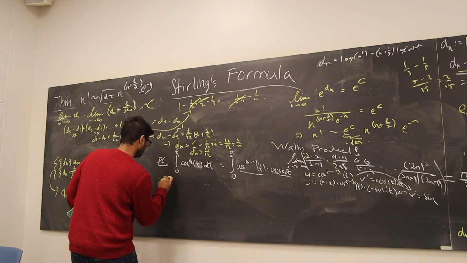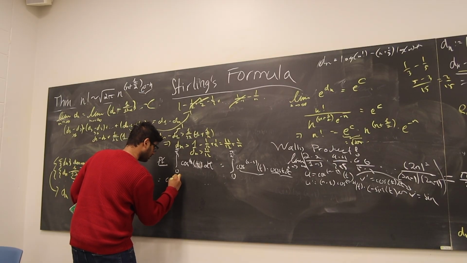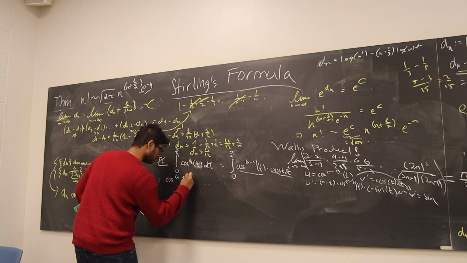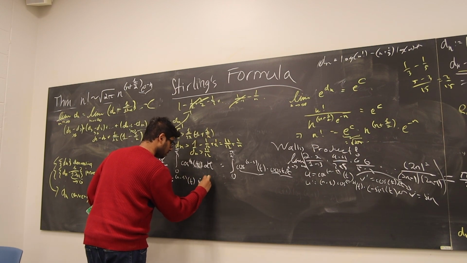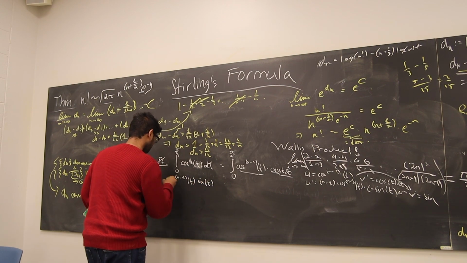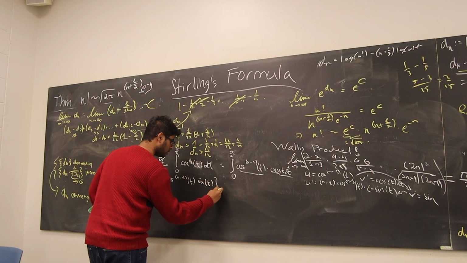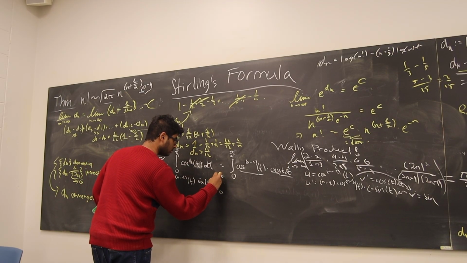Sine. Okay. So cosine n minus 1 of t times sine of t from 0 to pi over 2.